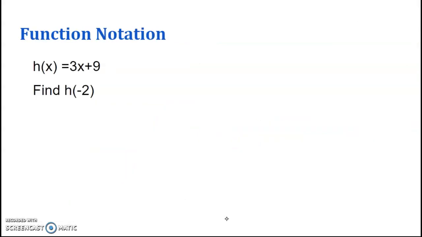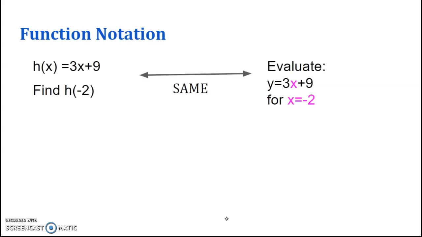All right, so then let's quickly review the function notation. If you have h of x is equal to 3x plus 9, and you're trying to find what h of -2 means, this is exactly the same as if I asked you to evaluate y if the equation is y is equal to 3x plus 9 for x is -2. They are both the same thing. They're asking you to do the same thing. It's just a different way of writing it.